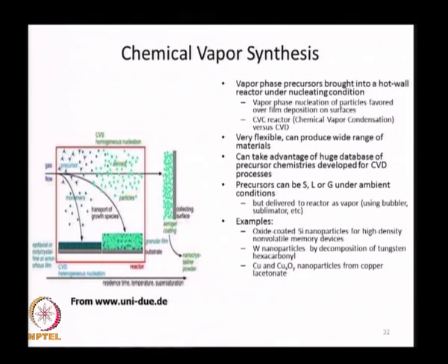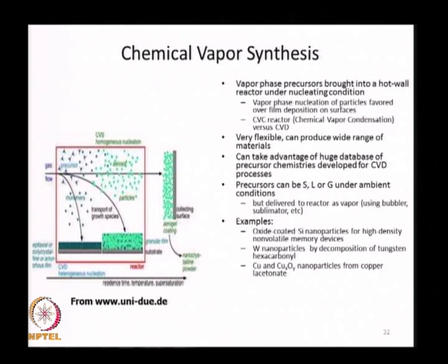The precursors can be solid, liquid or gas under ambient conditions, but they must be delivered to the reactor in vapor form. It is critical that you do not allow solid or liquid reactants to enter a CVS or CVC reactor. The reactants have to enter in vapor form, but how you convert the solid or liquid precursors to this vapor form is entirely up to you. You can use bubblers, sublimators, etc.